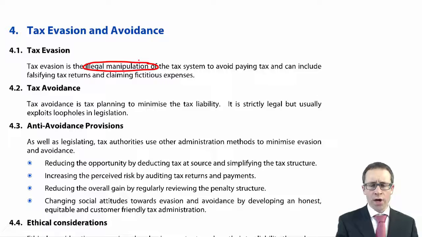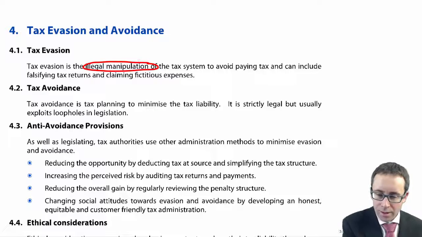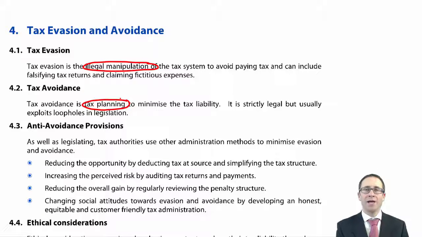Okay, avoidance is legal, and it's a way to reduce your tax bill via careful tax planning. So maybe with the use of losses, maybe with the use of transfer pricing. And although it is legal, it does bring around ethical issues, doesn't it? About how much is a business prepared to exploit the loopholes in the tax legislation to reduce the tax liability.